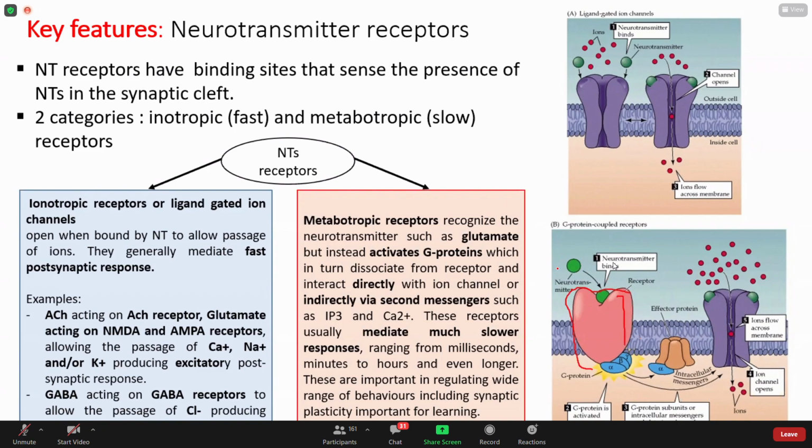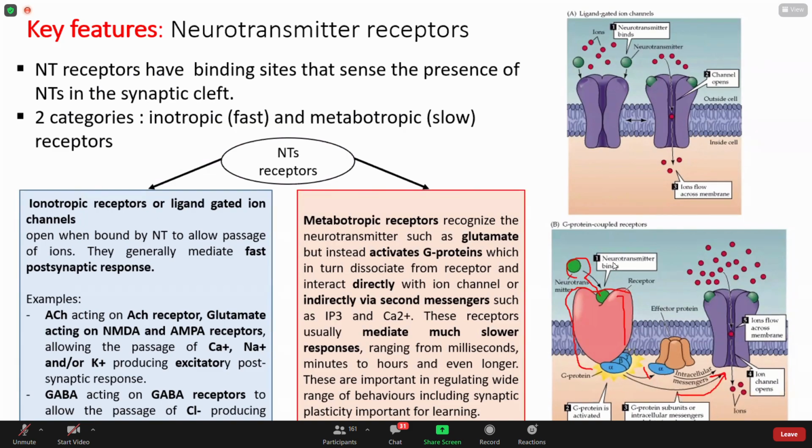Activation by binding of the neurotransmitter would activate a G protein, which dissociates into the different subunits, and then either directly interacts with an ion channel, as you can see here, or indirectly via second messengers like calcium or IP3. I'm very sure you are familiar with these pathways, right? Anyway, I think Dr. Hamdan will cover this again in the next session, but this is just to show the major categories.